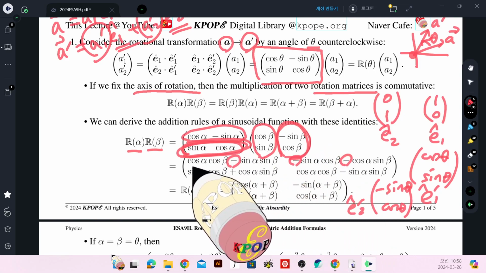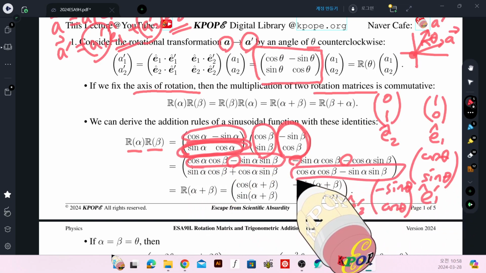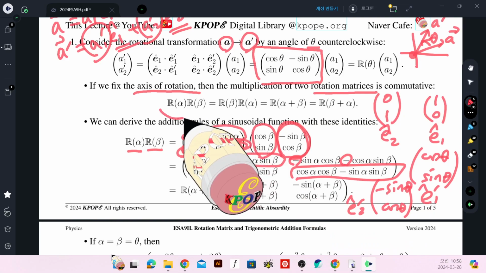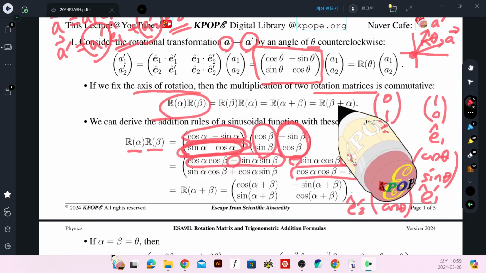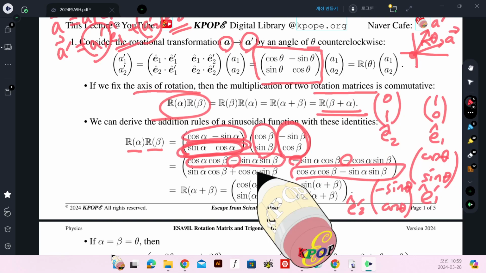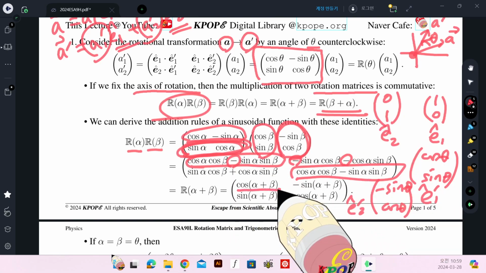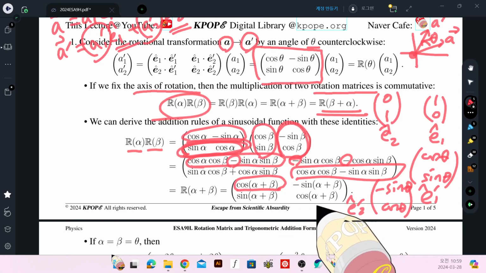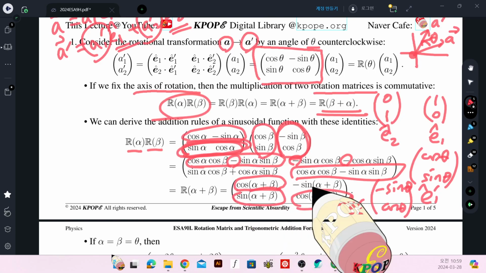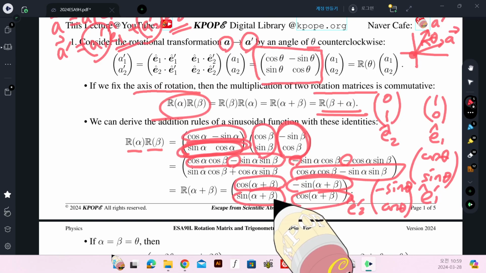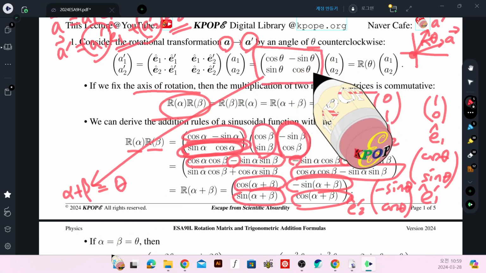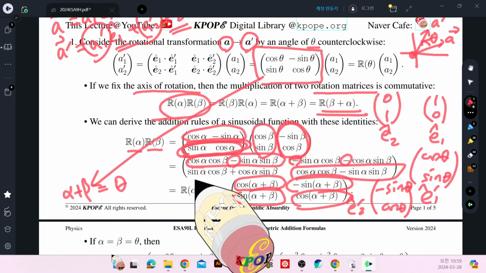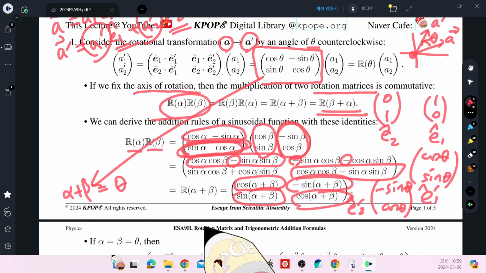We find that these diagonal elements are identical to each other, and because the product of two rotation matrices about the same axis of rotation is this, without computation, we can say that it is cosine alpha plus beta, cosine alpha plus beta, and sine alpha plus beta, and minus sine alpha plus beta. That can be obtained by substituting alpha plus beta for the theta appearing in this rotation matrix. As a result, these two matrices are identical to each other.